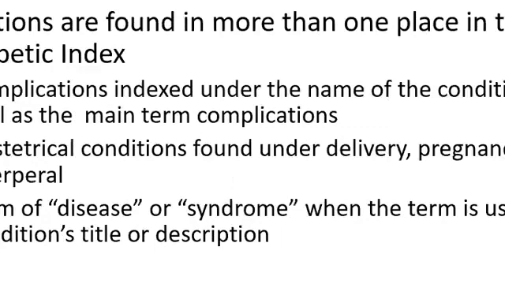Conditions can be found in more than one place in the alphabetic index. These could be complications indexed as the name of the condition, as well as the main term of complications. Disease or syndrome is a popular main term when the term is used in the condition's title or description.